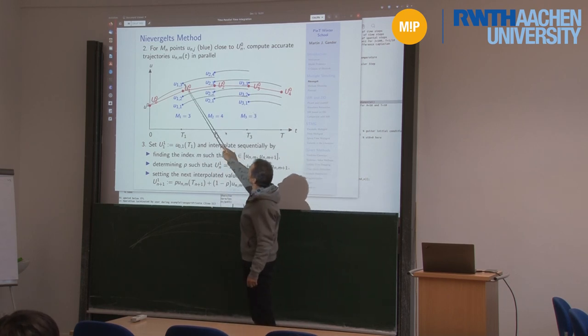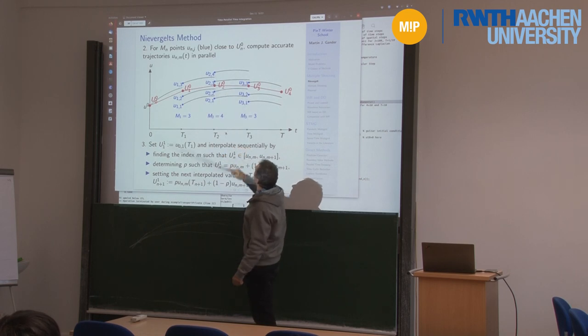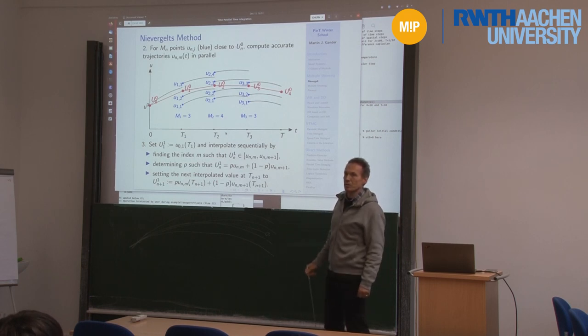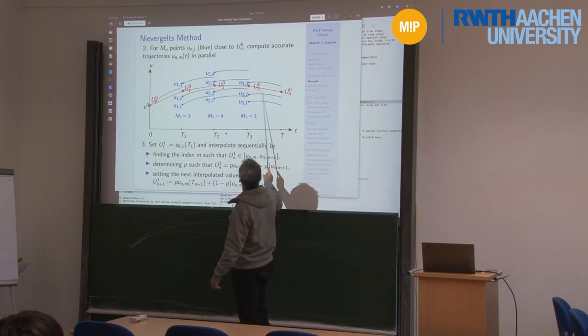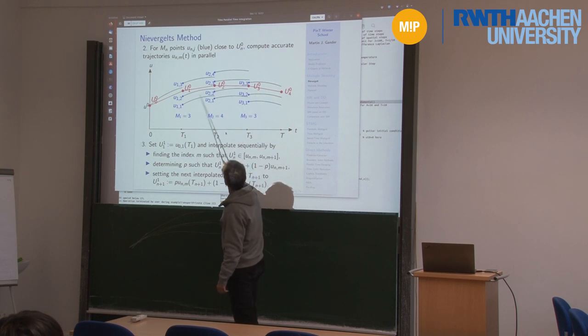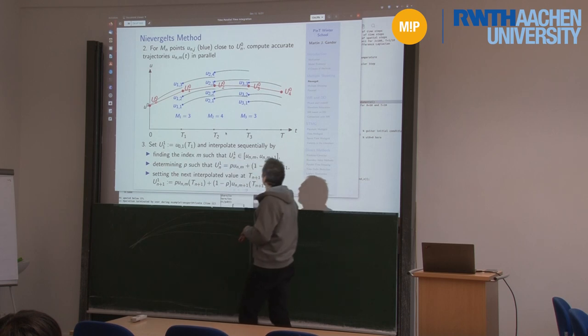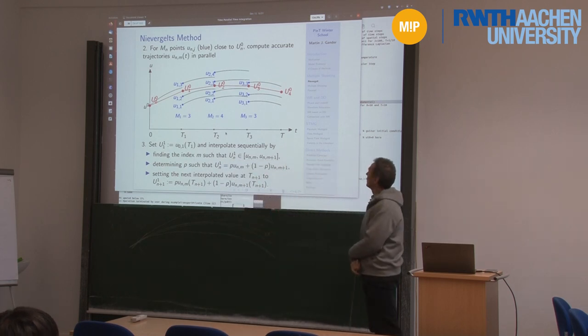And from each of these starting points, he calculates a very expensive, accurate trajectory with a high-order Runge-Kutta method. This can all be done in parallel. You see, there's no interdependence. This solution can be calculated at the same time as this one, as this one, and also one from this initial point. So these he calculates all in parallel.